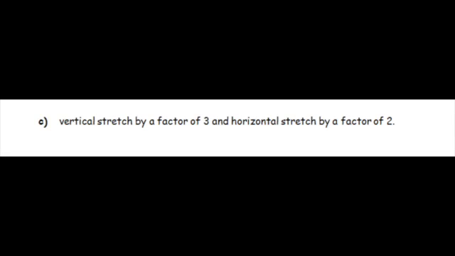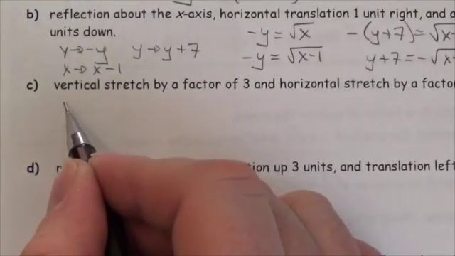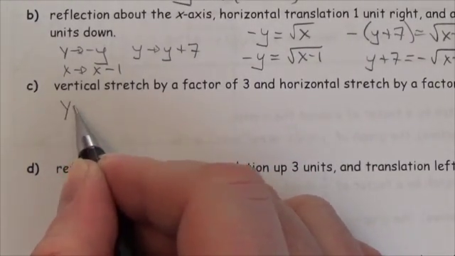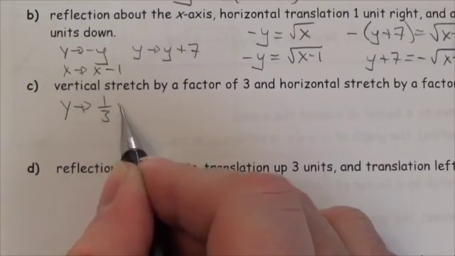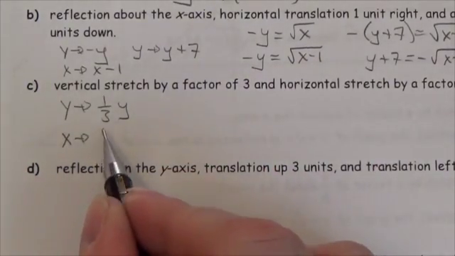Write the equation of the radical function that results by applying the following set of transformations to the graph of y equals root x. A vertical stretch by a factor of 3, and a horizontal stretch by a factor of 2. Right, so the pieces here say a vertical stretch by a factor of 3. So that is going to be replacing y with 1/3 y. Horizontal stretch by a factor of 2 means replacing x with 1/2 x.